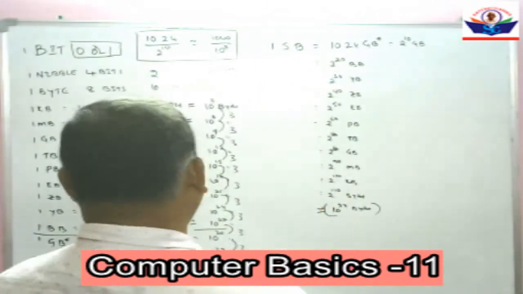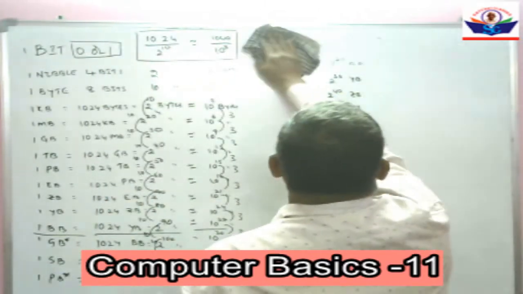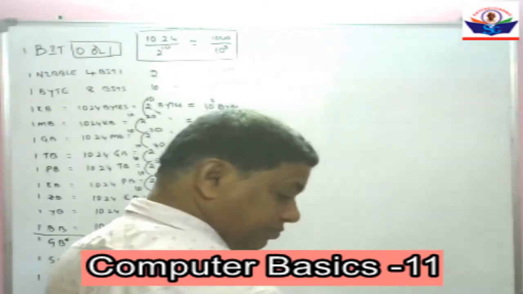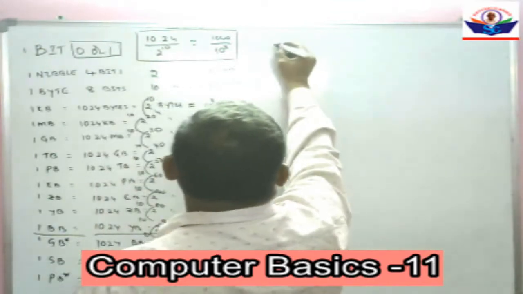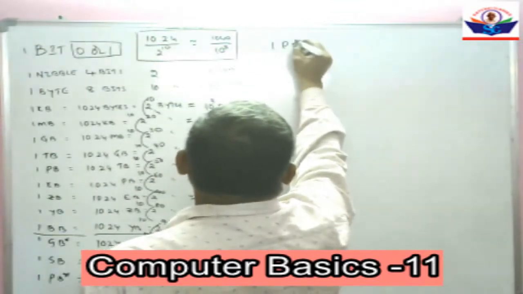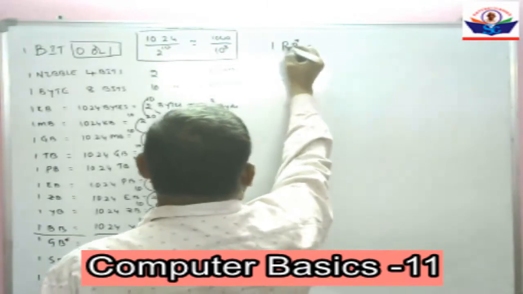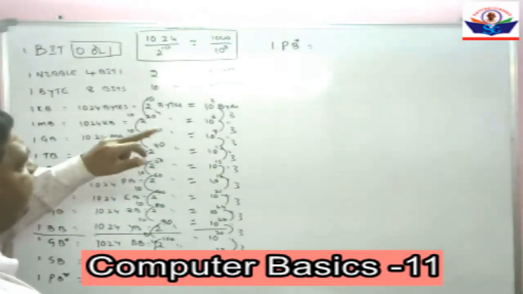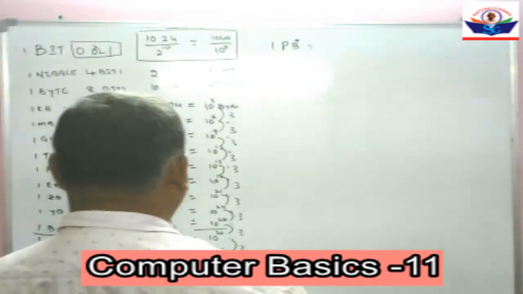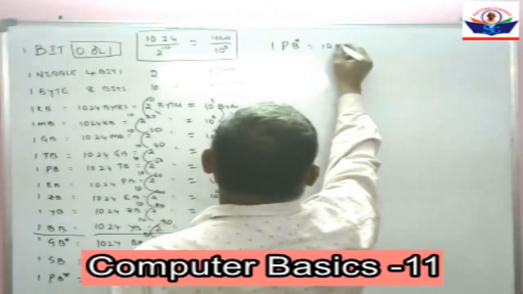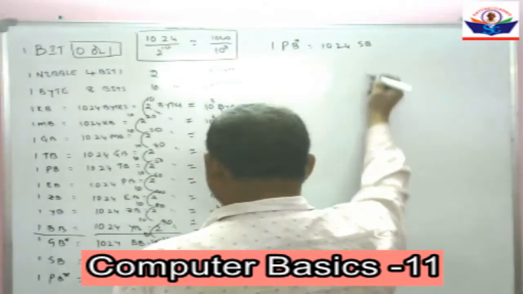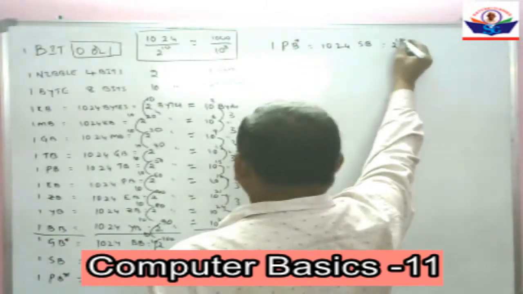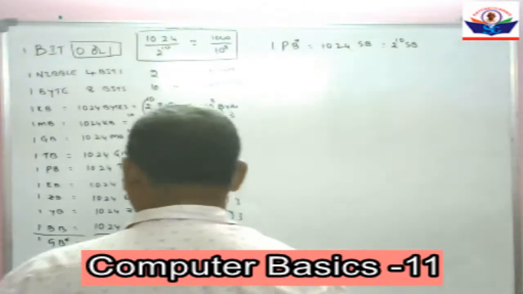Now, the last one is petabyte. One PB. Already PB petabyte is there. That's why we are giving star. 1 petabyte star is equal to 1024 Sagar byte, which is equal to 2 to the power of 10 Sagar byte.